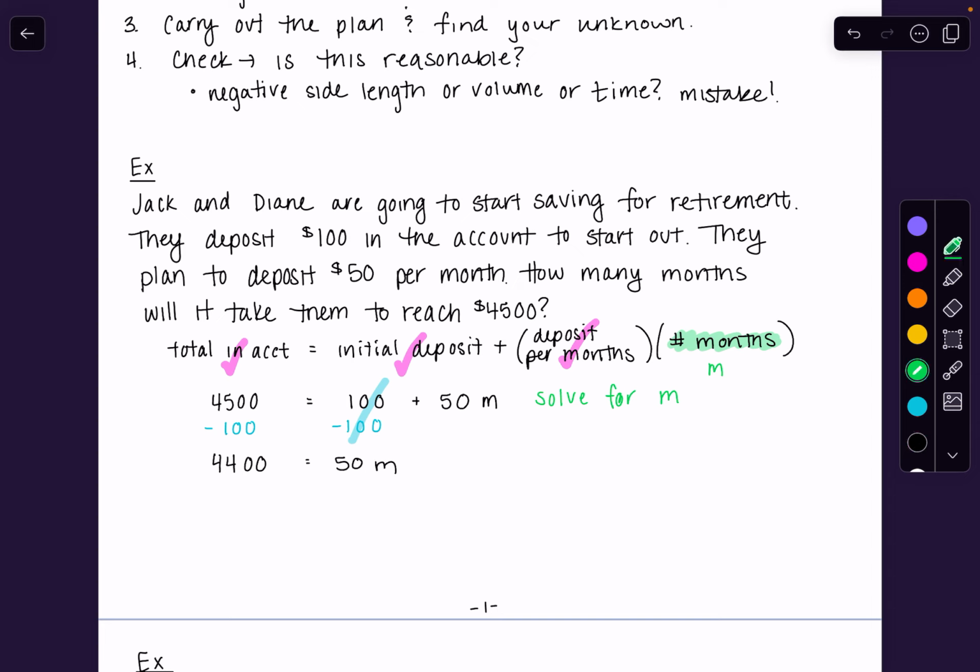Then very last step, to get m on its own, we go ahead and divide both sides by 50. That will make these two cancel out. And if you plug 4,400 divided by 50 in your calculator, you're going to see 88 is equal to this variable m. So it's going to take 88 months to reach $4,500.